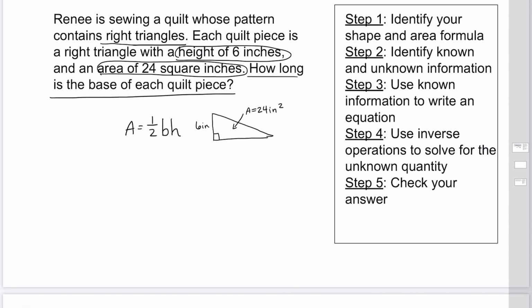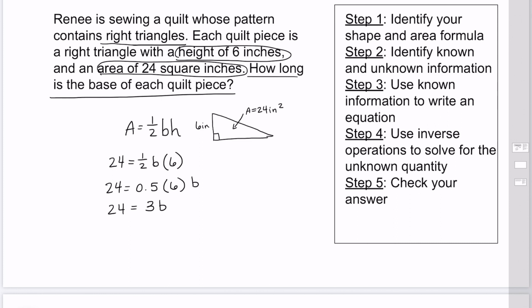So if I go on to step 3, I'm going to use my known information to write an equation. Instead of writing A, I write 24, since I know the area, 1/2 times B, I don't know what the base is, times the height, which I do know. It's 6. Now I'm going to rewrite this and arrange it so that I have 24 equals 5/10, which is equivalent to 1/2, times 6 times B. I just rearranged the order of the numbers to make it a little bit easier to multiply. When I multiply through, I have 24 equals 3B, because 5/10 times 6 equals 3.